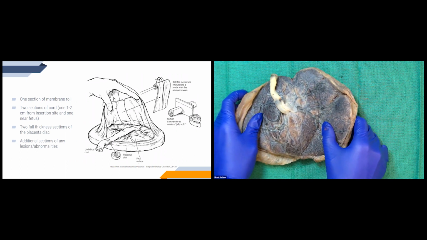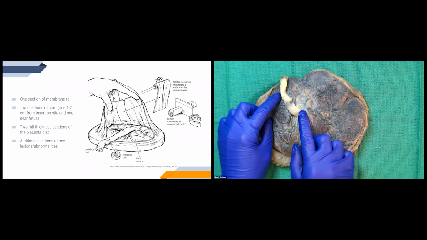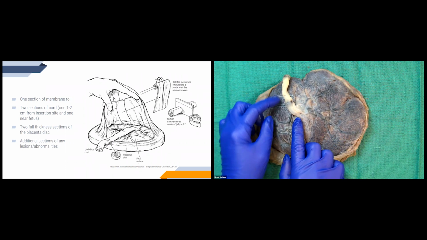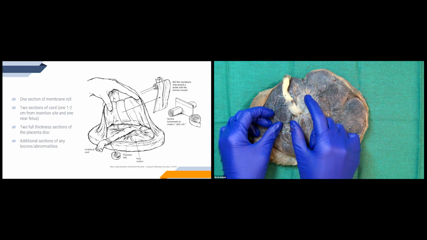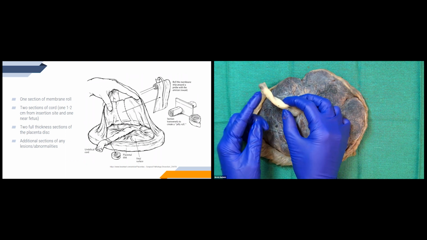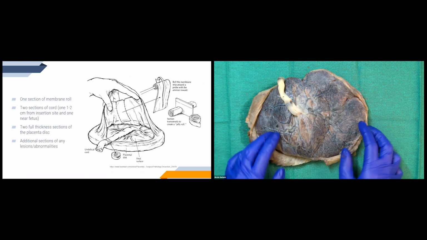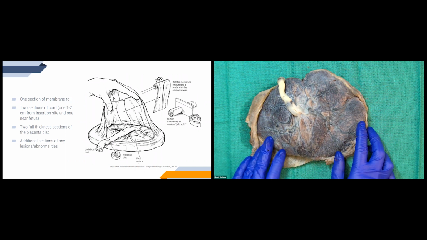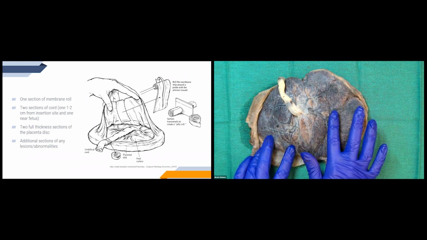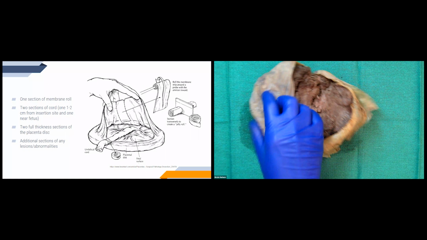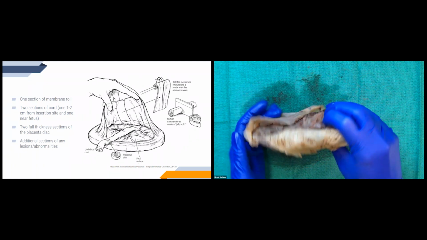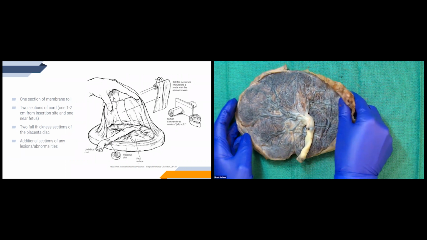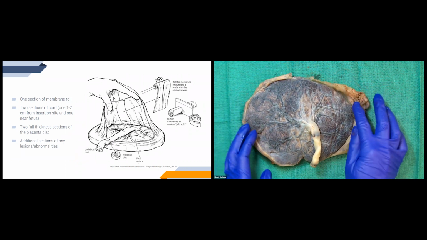I would also be wanting to give 2 sections of the umbilical cord. So I'd give one section that is about 1 to 2 centimeters from the insertion site, so about here. And then I also give one section that's closer to where the fetus would have been, so more along here. I'd give 2 full thickness sections of the placental disc showing both the fetal surface and the maternal surface. And then I'd give any additional sections of any abnormalities or lesions identified.